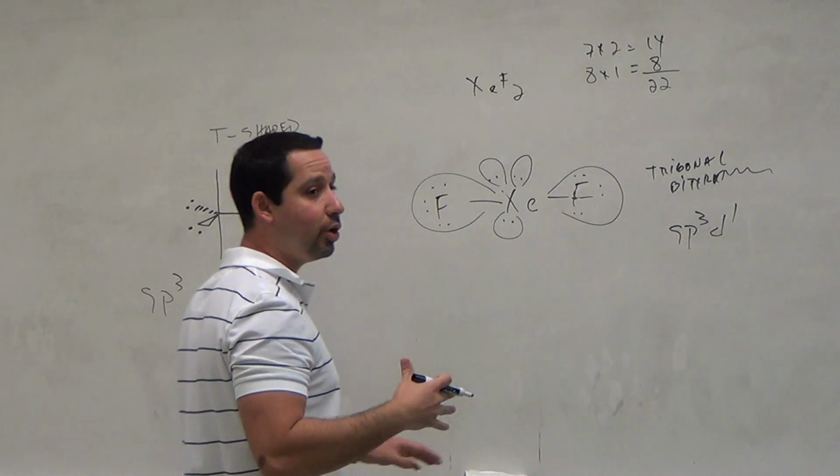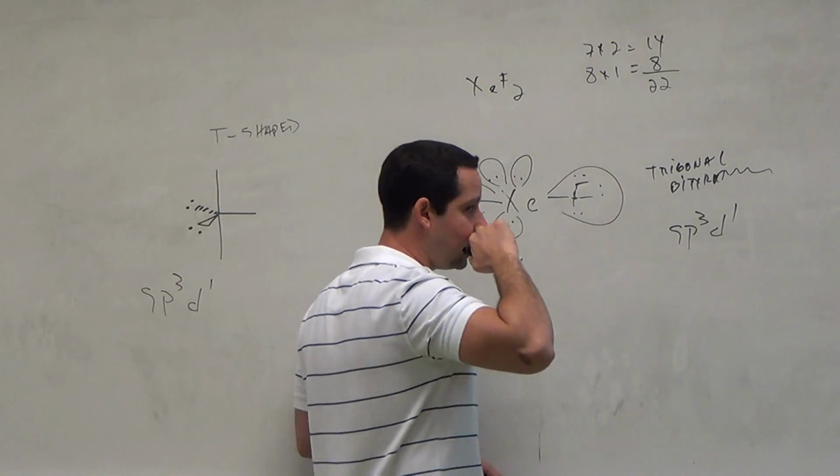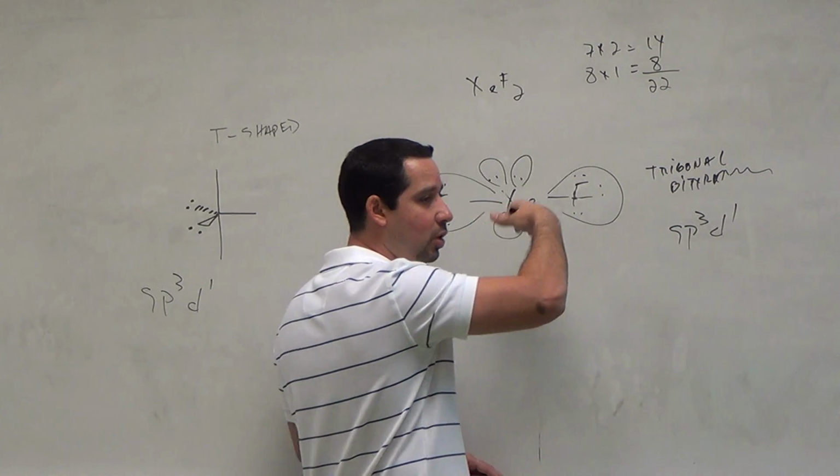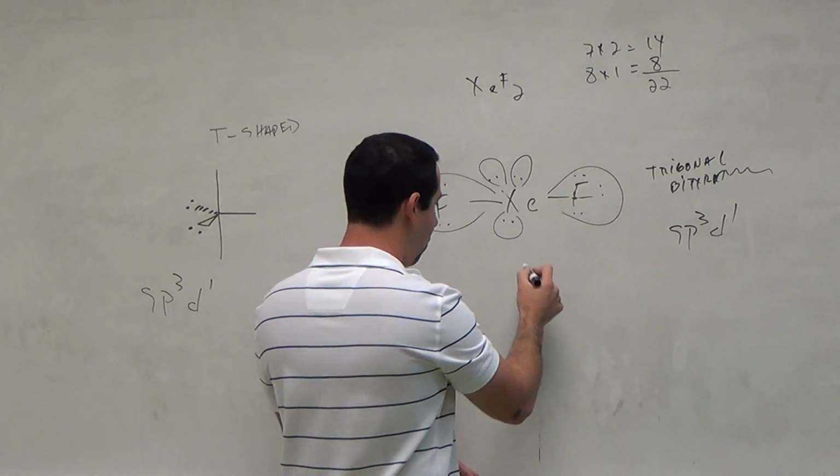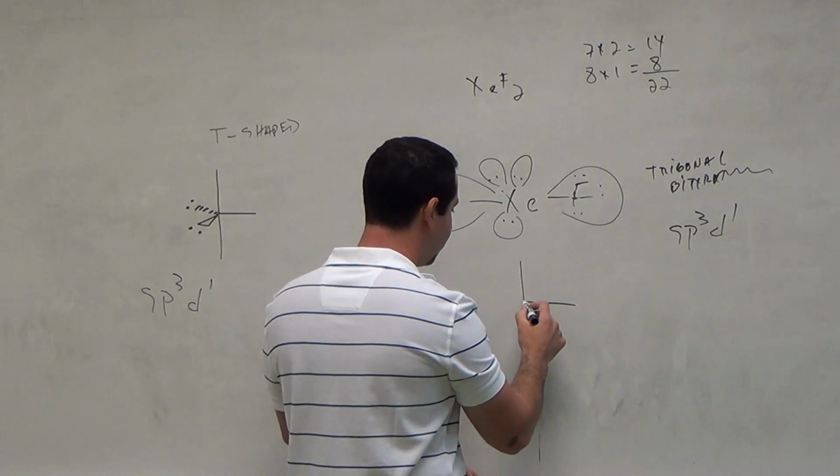But now the molecular shape does not have this in it. Yes, the molecular shape does not include the electron pairs. So we got to draw something like this.